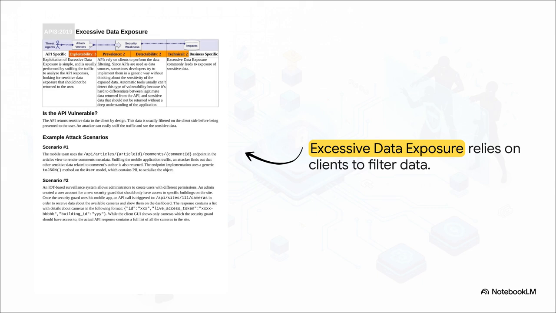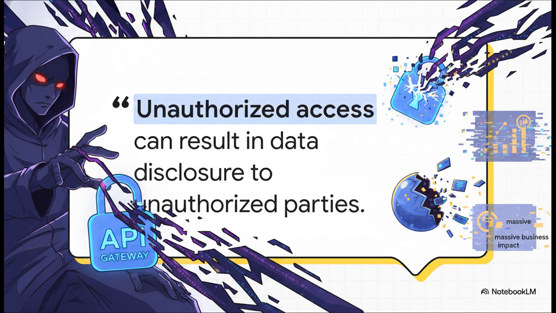Your API should only ever return the precise data needed. I really want to emphasize this quote from OWASP for a second. Unauthorized access can result in data disclosure to unauthorized parties, data loss, or data manipulation. This isn't just an IT problem, folks. This is a massive business impact problem. If your APIs aren't secure, your entire company is vulnerable.